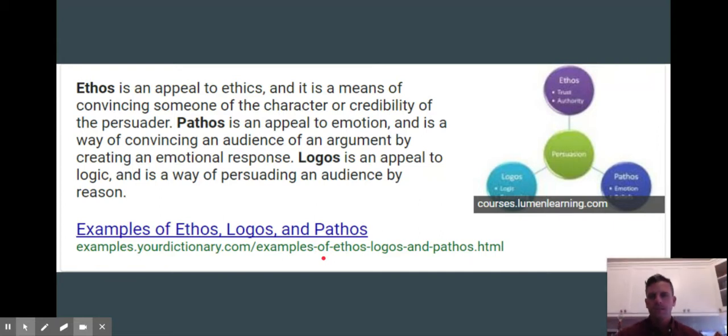You might have seen these in your English class. We have a couple of different ways of thinking about persuasion. What we want to focus on is pathos, which is an appeal to emotion, a way of convincing the audience of your argument by getting that emotional response. But important to propaganda posters is also ethos, an appeal to ethics, a means of convincing someone of the character or credibility of their persuader.